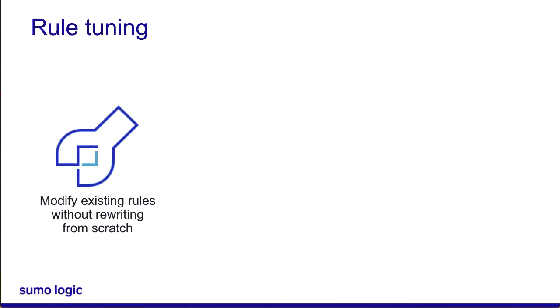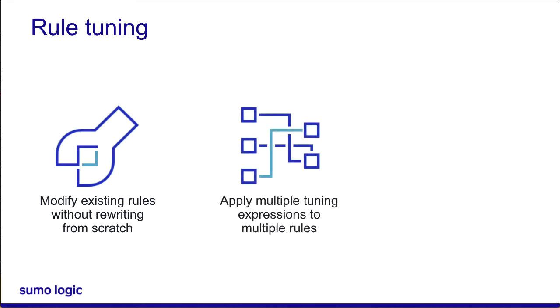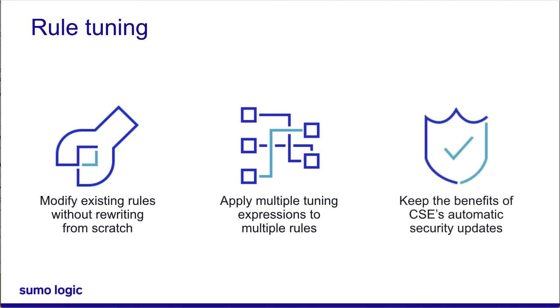That sounds easy. Even better, once you've written a tuning expression, you can apply that tuning expression to multiple rules. Awesome. You can also apply multiple tuning expressions to each rule. But what about the updates that Sumo Logic pushes to the rules? Won't I have to update them manually if I change them? Well, when you use rule tuning instead of custom rules, your tuning expressions are retained when Sumo updates that rule.